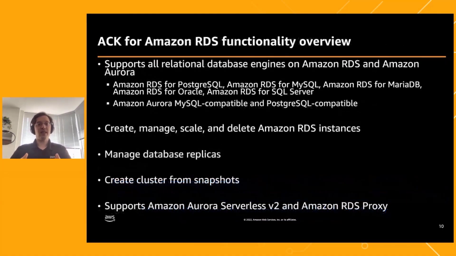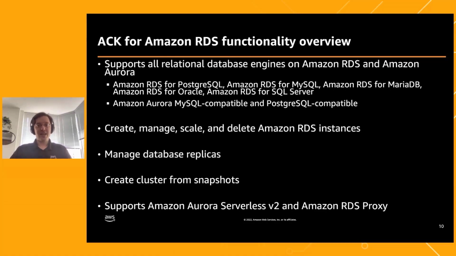What are some features of the ACK for Amazon RDS controller? First, it supports all of the relational database engines on Amazon RDS and Amazon Aurora. This includes Amazon RDS for Postgres, Amazon RDS for MySQL, Amazon RDS for MariaDB, Amazon RDS for Oracle, and Amazon RDS for SQL Server. It also supports Amazon Aurora MySQL compatible and Postgres compatible editions.